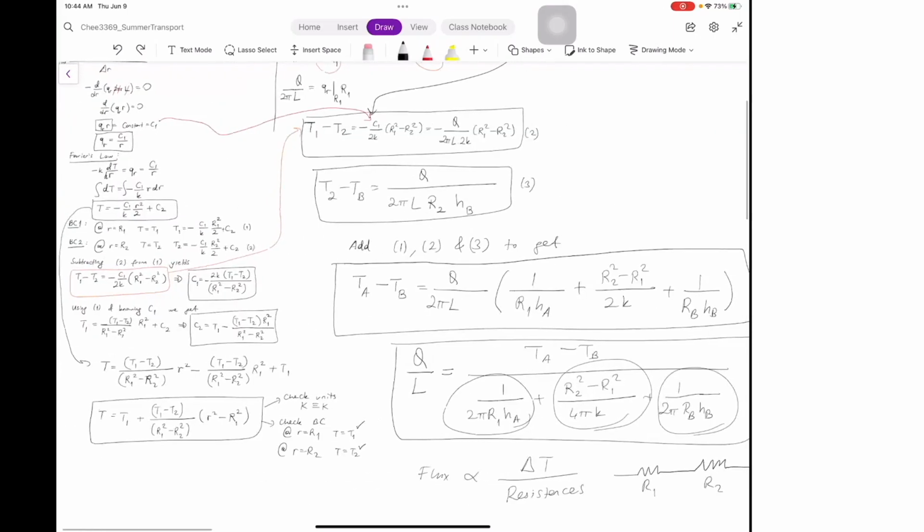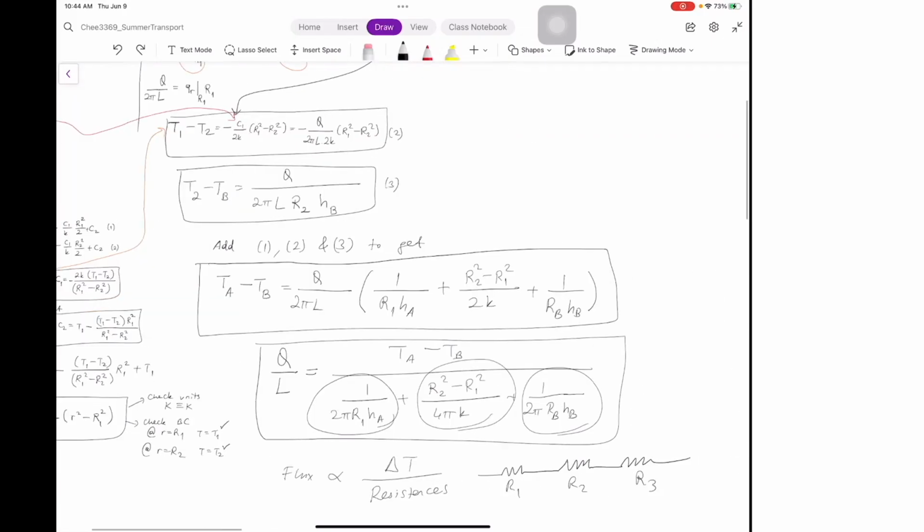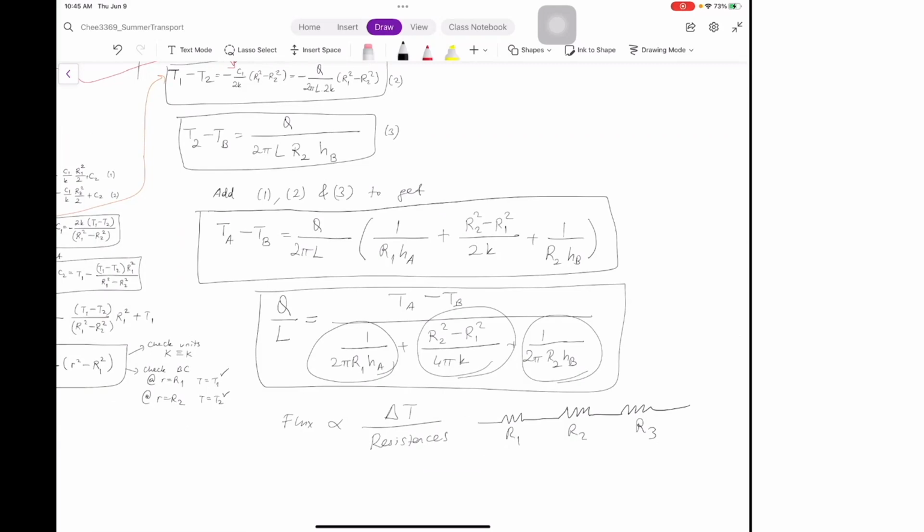Any questions so far? I have a question. Sure. In the TA minus TB, you wrote RB. Should that be R2? Oh yeah, excellent. And then it's also in the Q over L. Yep. And who is correcting this? Cameron. Cameron, excellent. Thank you. Okay. Any other questions or corrections or comments?